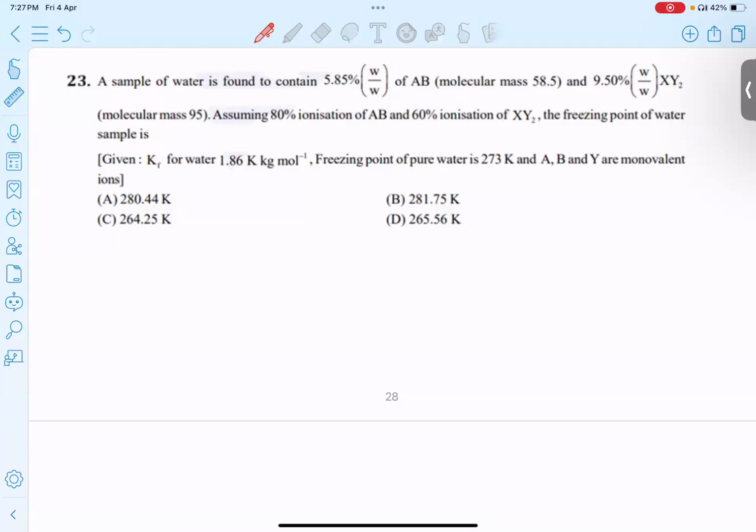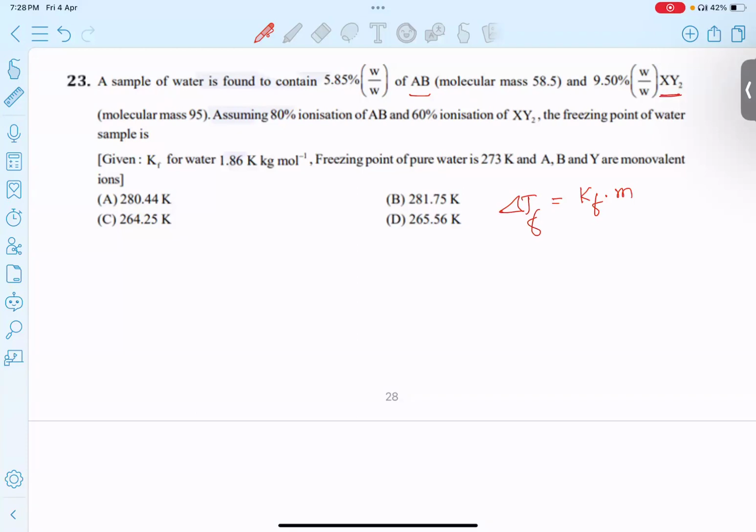Here, what is given in this numerical is the mass of the solutes. Two solutes are mixed with water, and you want to calculate the freezing point of the solution after adding the two solutes: 5.85 gram of 80% ionized AB solute and 9.5% of XY2 solute. To solve this, you have to calculate the delta Tf value, the depression of freezing point. The formula is delta Tf equal to Kf into molality.